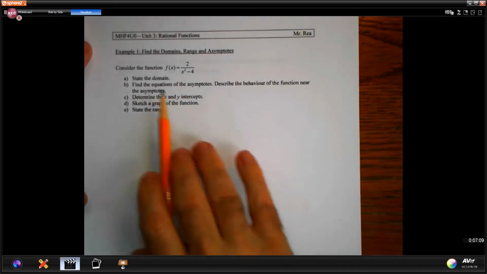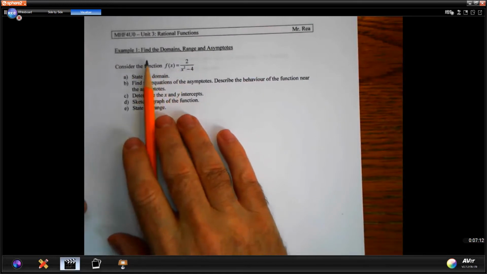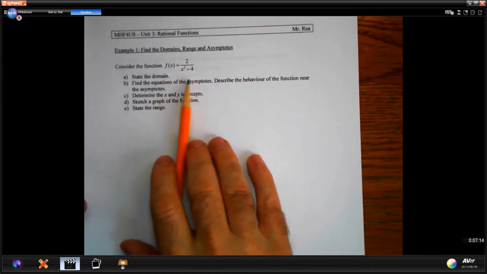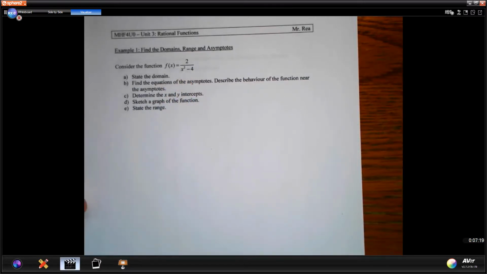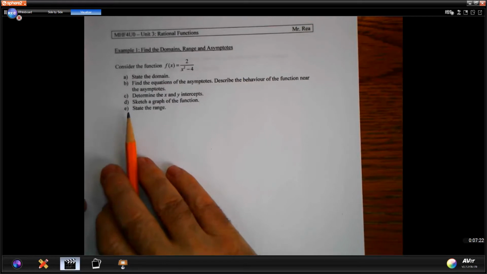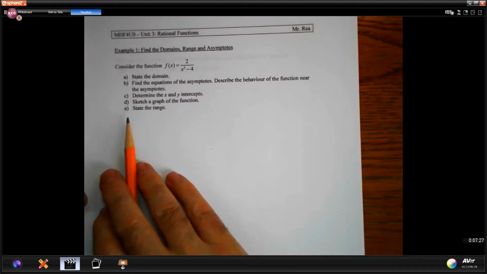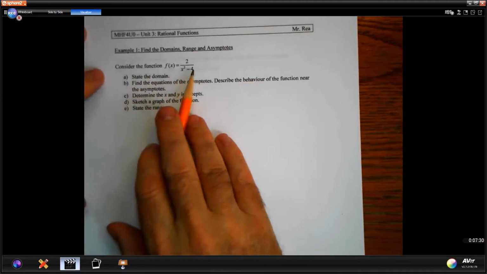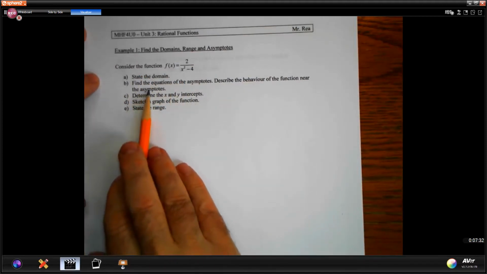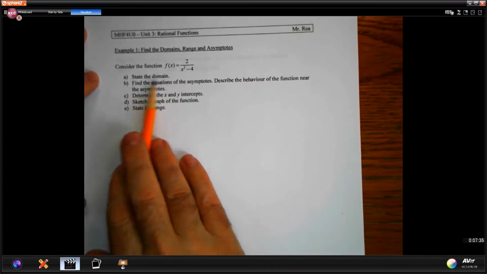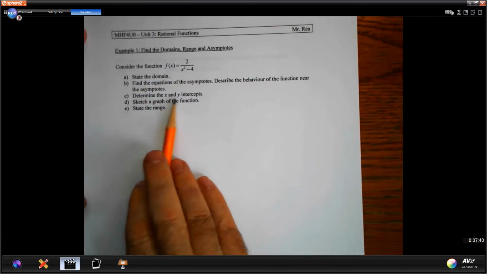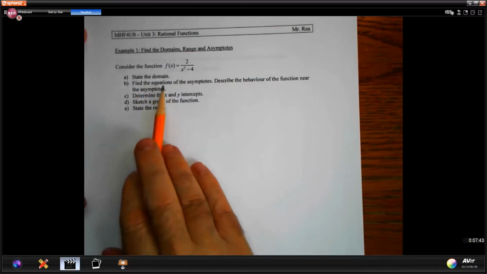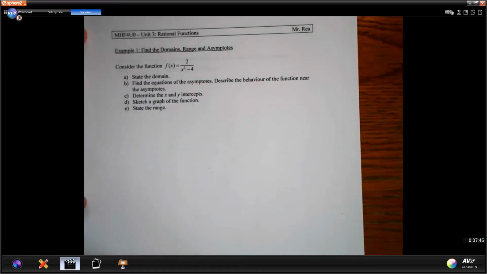Okay, so our first example, I'm going to find the domain, range, and asymptotes of this function f of x, which in this case is 2 over x squared minus 4. That would be an example of a reciprocal of a quadratic function. So the things we want to do: state the domain, find the asymptotes, and describe the behavior. This time we're looking at behavior at 2 asymptotes. We're going to find the x and y intercepts, which we did last time, do a sketch based on what we just found, and then state the range based on what the graph looks like.